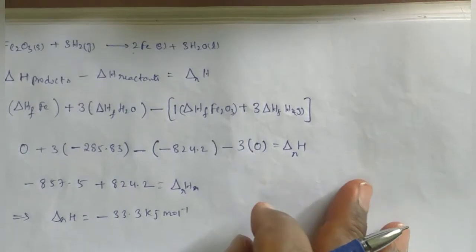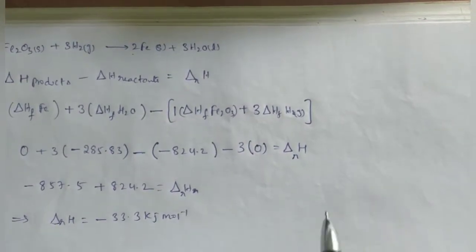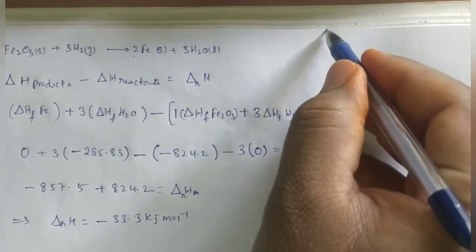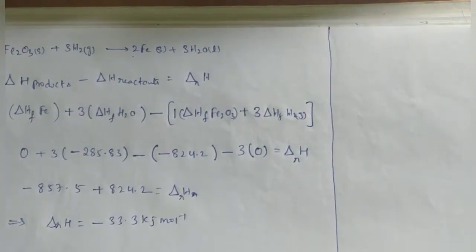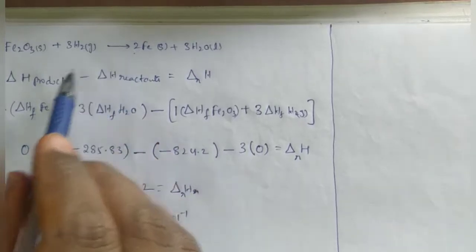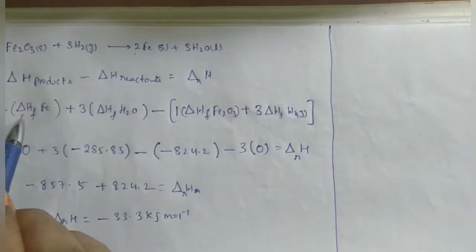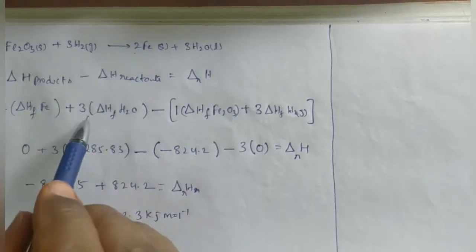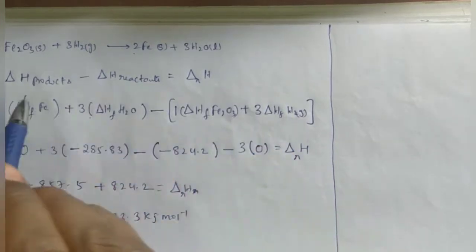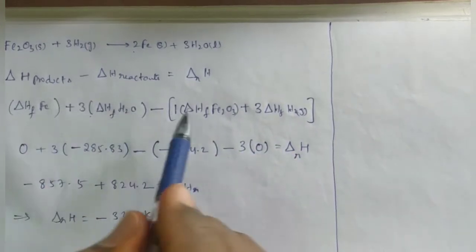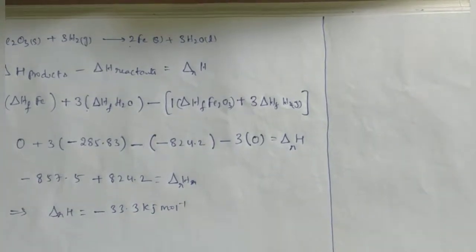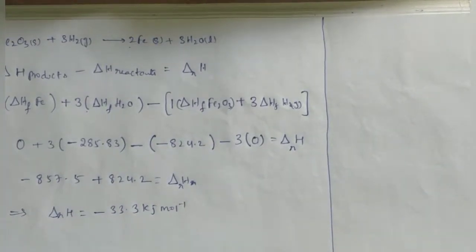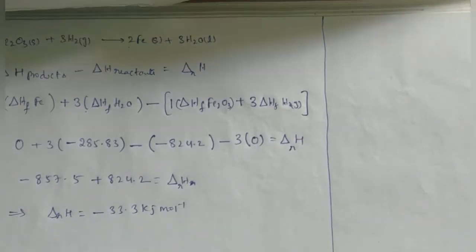From the tabular column all the values we have noted down, and from those values I substituted wherever we have a coefficient, that coefficient multiplied with the delta H value, 3 into like that. So every time, delta H products minus delta H reactants. This is a simple calculation only. Okay, this is C.